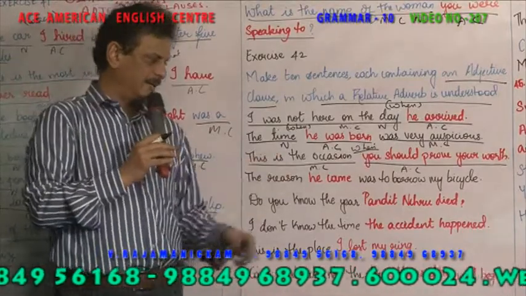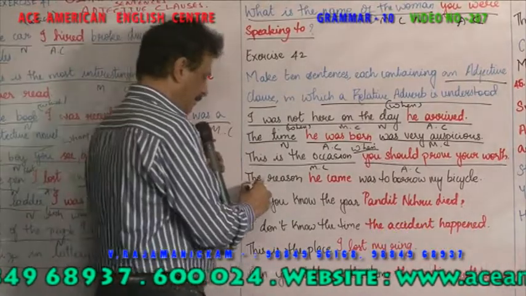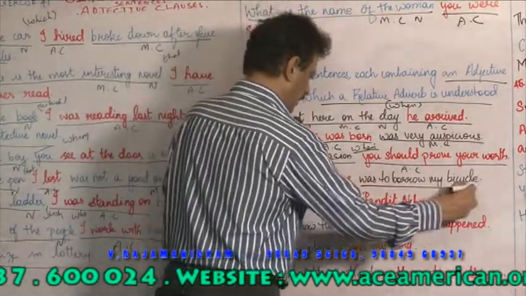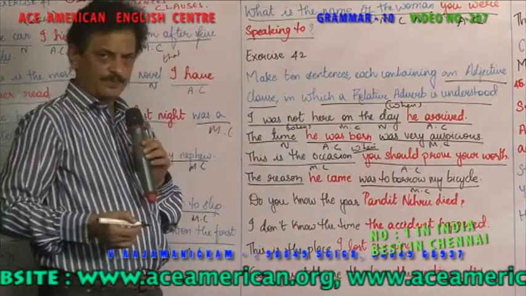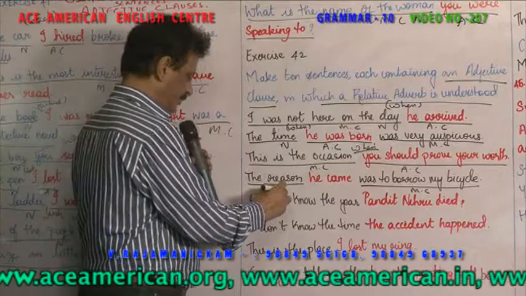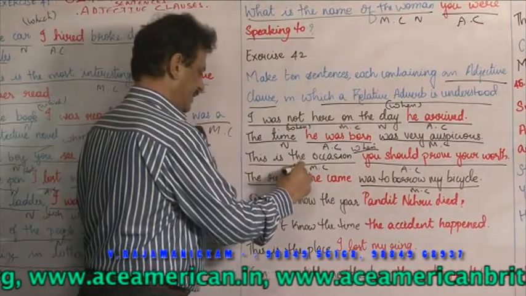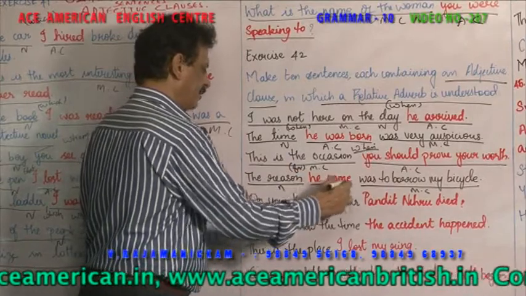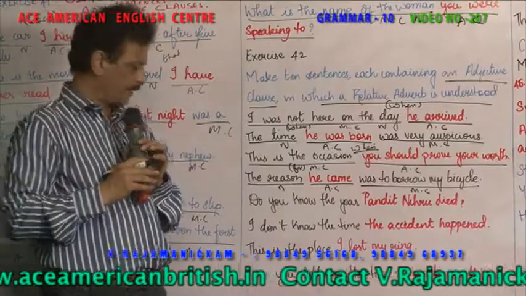The reason he came was to borrow my bicycle. So what is the main clause? The reason was to borrow my bicycle. This is the main clause, and the reason is the noun. The reason for he came. The for is hidden here. For he came becomes an adjective clause qualifying the noun reason.